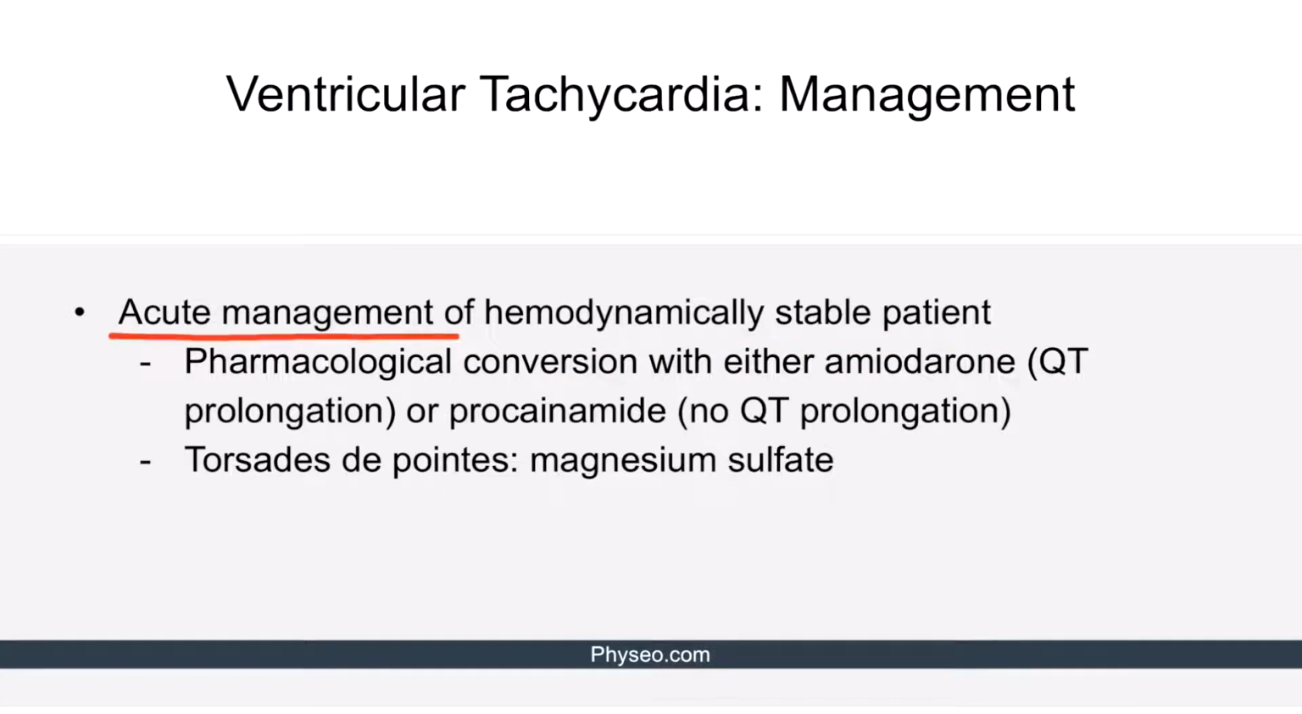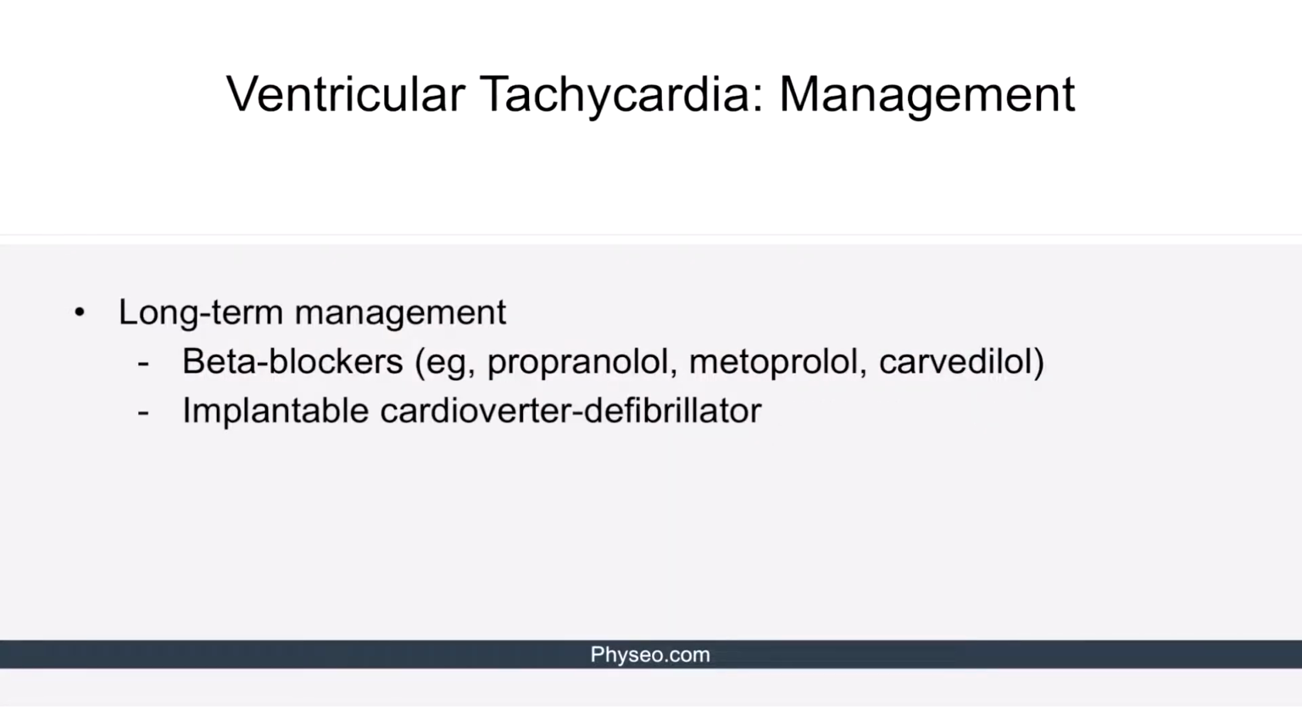Stable patients can be converted to normal sinus rhythm using antiarrhythmic medications. Procainamide is used if there is no prolonged QT interval, and amiodarone if there is a prolonged QT interval or risk of prolonging the QT interval. For torsades de pointes, we administer magnesium sulfate. The first line pharmacotherapy for long-term control of ventricular tachycardia are beta blockers such as propranolol, metoprolol, or carvedilol. These are used in patients with VT in order to prevent sudden cardiac death. Implantable cardioverter defibrillator can be used as another means to prevent sudden cardiac death in high-risk patients with recurrent uncontrolled VT, despite optimal therapy.